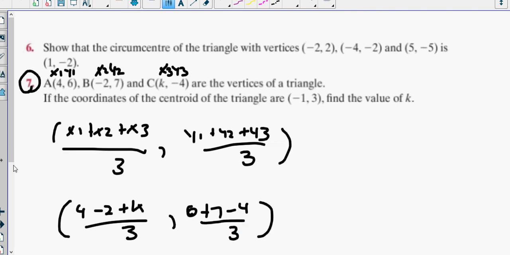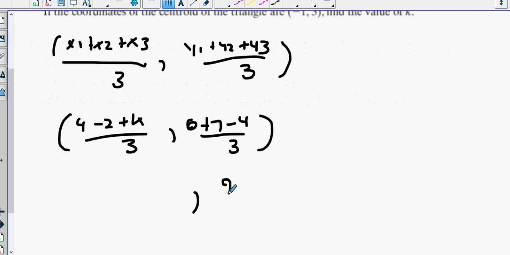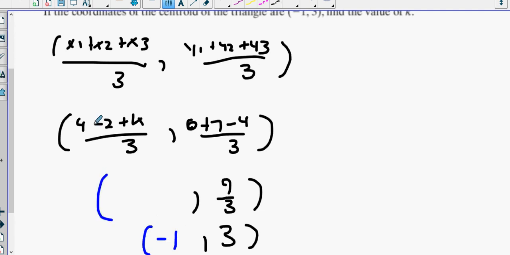Now, as predicted, the y value comes out as 9 divided by 3, which is 3. But what we don't know, however, is how the k value turns out. So it's 4 take away 2, which is just 2 plus k over 3. You know that 2 plus k over 3 has to equal minus 1. This is probably the easiest question in the chapter.